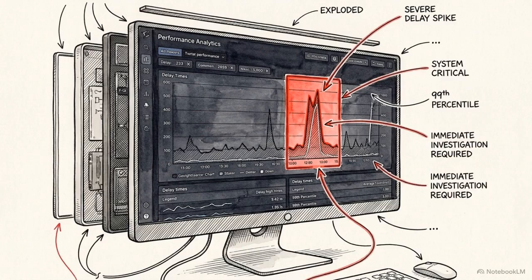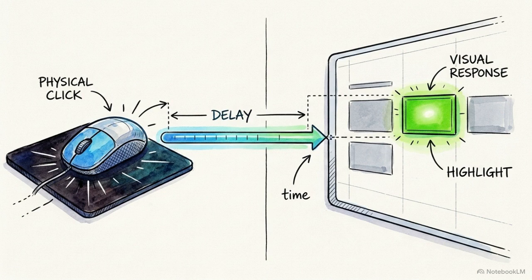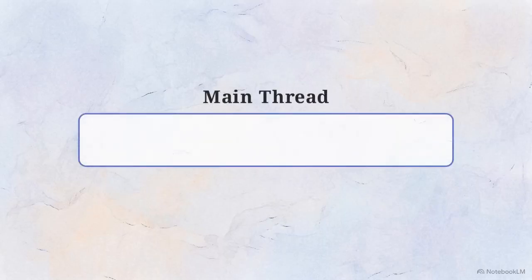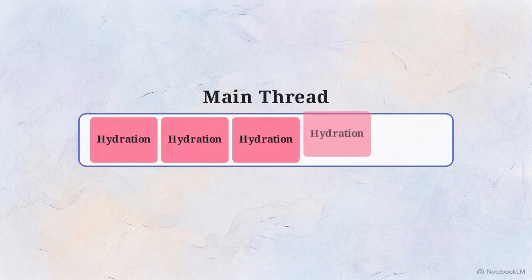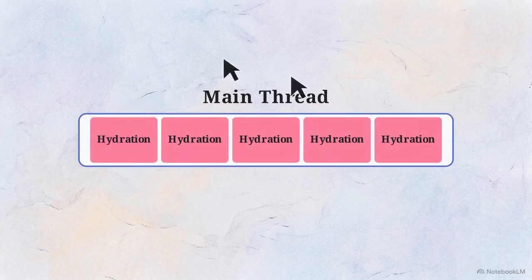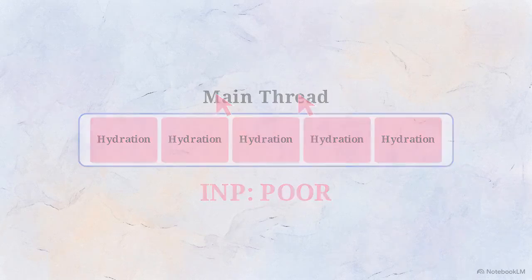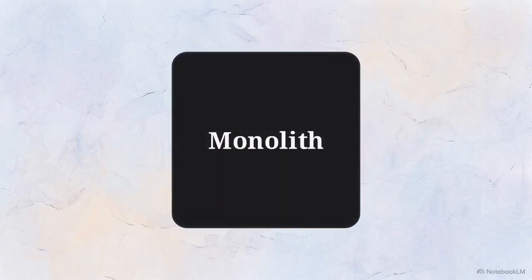Engineers track this responsiveness through a metric called Interaction to Next Paint, or INP. It captures the exact delay between a user's action and the screen's visual response. Traditional single-page applications often degrade this metric by triggering massive hydration waterfalls. These downloads block the browser's main thread, leaving the application visually rendered but unresponsive to input.